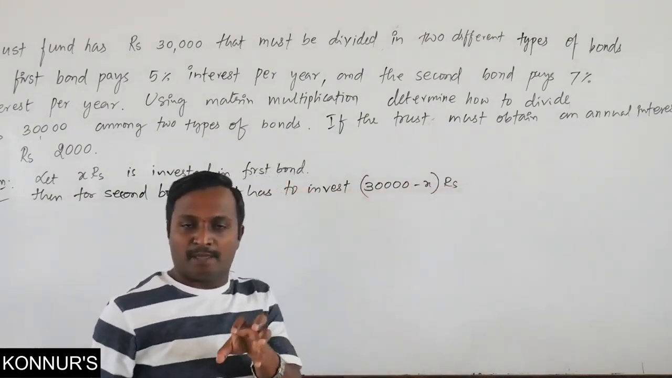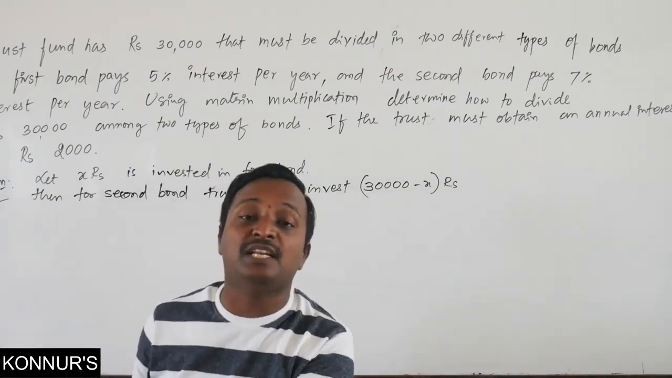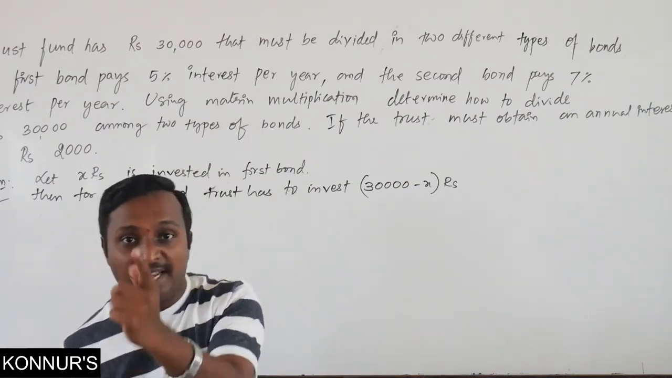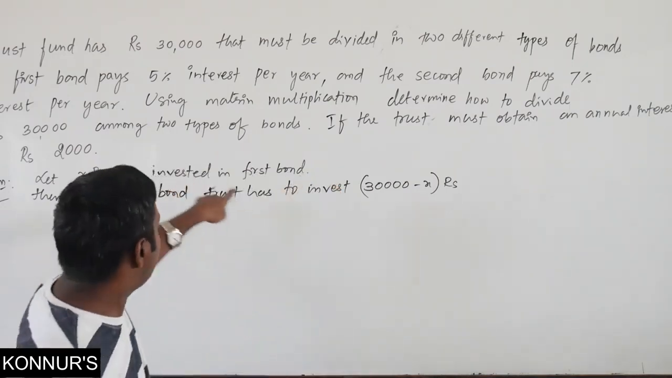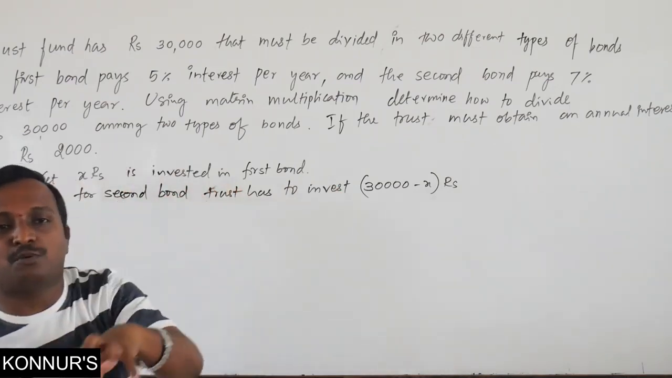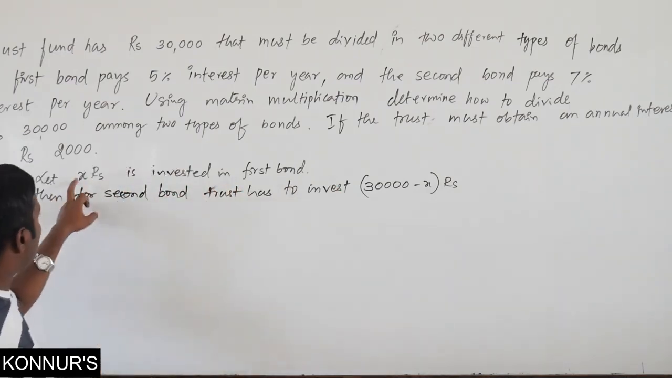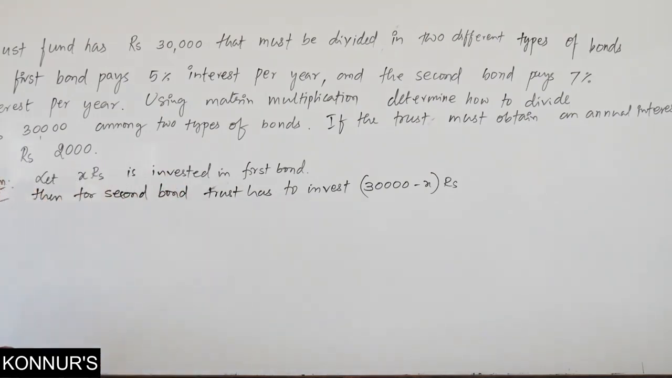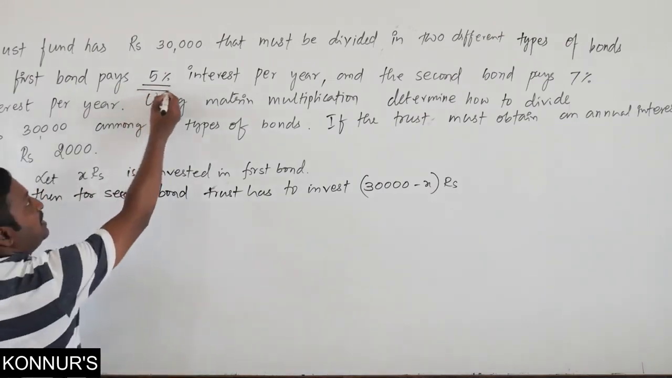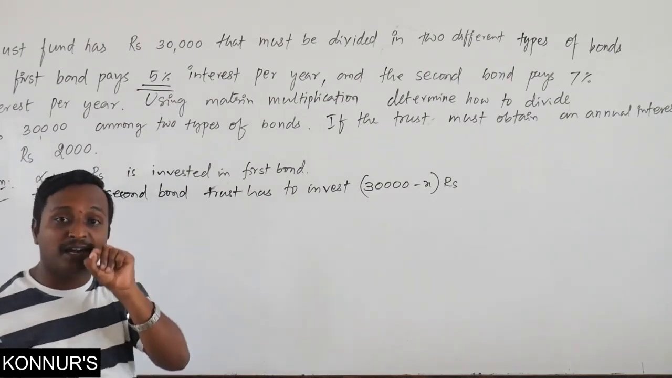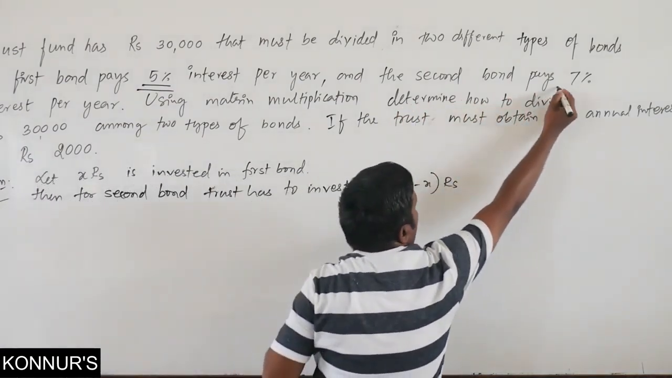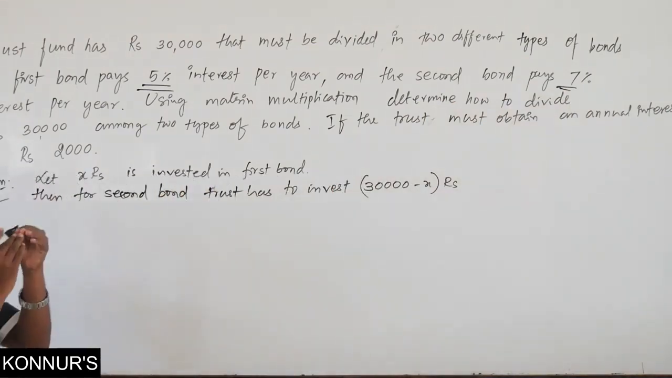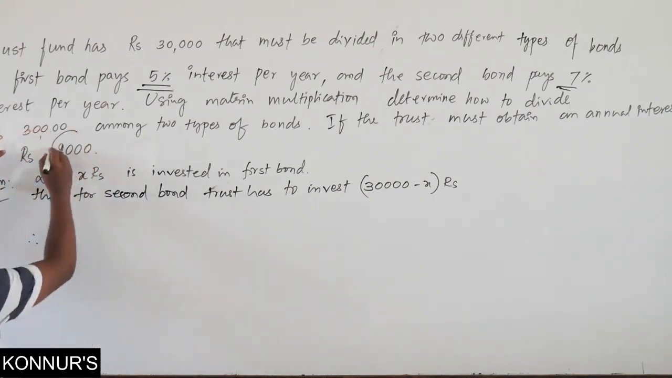For the first one, if I pay 5,000, the remaining will be 25,000. If I pay x rupees for the first bond, I need to find x only. For the second one, the remaining amount is 30,000 minus x. Here, 5% interest means 5 rupees for 100 rupees, and 7% interest means 7 rupees for 100 rupees. The total interest we must get is what?